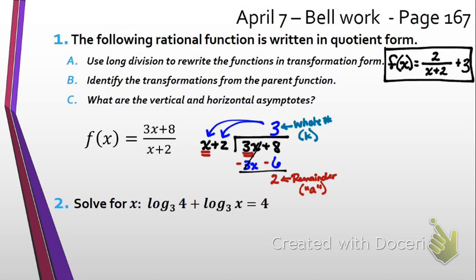Describe in words how that's different from the parent 1 over x. What does it do that the parent doesn't do? Stretch by 2. So vertical stretch. I'm running out of room for this word. There we go. Anything else other than the vertical stretch by 2? Left 2 and up 3.